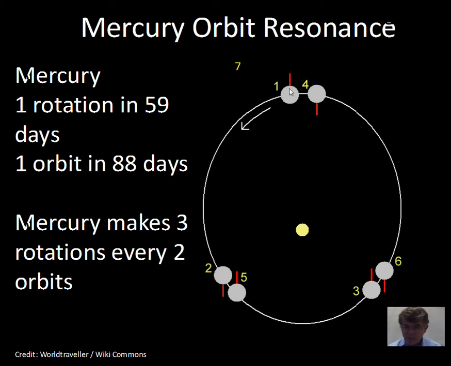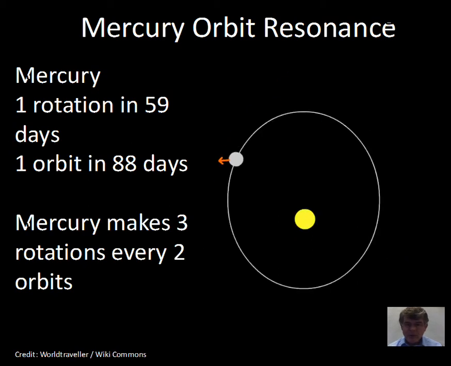So hopefully you're following that, or try it on your own. Mercury makes 3 rotations every 2 orbits. A little animation of this. Again, the arrow was pointed up at the start. So 1 rotation, 2 rotations, 3 rotations. So 3 rotations in 2 orbits.